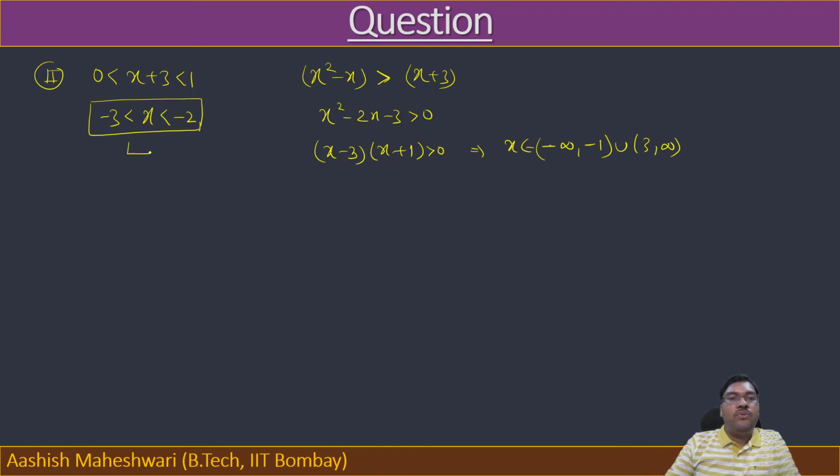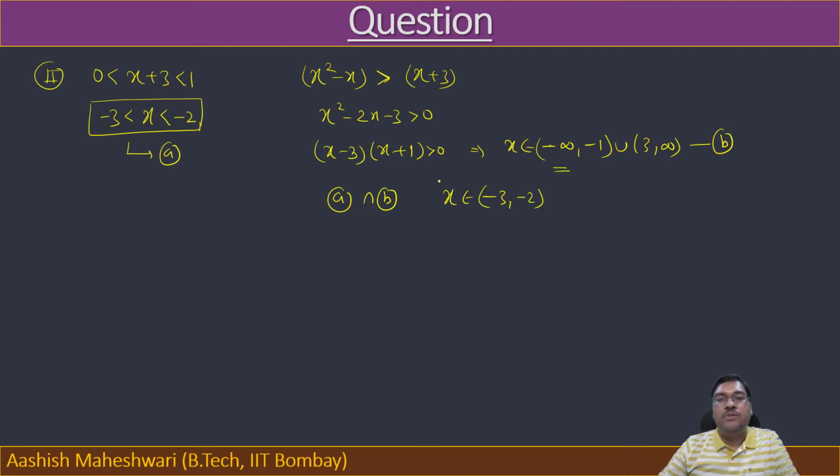You will take only those values which satisfy this condition. You can see this answer is possible only under this condition. So what is the intersection of a and b in this case? You can clearly see x is between minus 3 and minus 2, and this is between minus infinity to minus 1 union 3 to infinity. So the solution set will be only between minus 3 and minus 2, the intersection of these two. Clear?